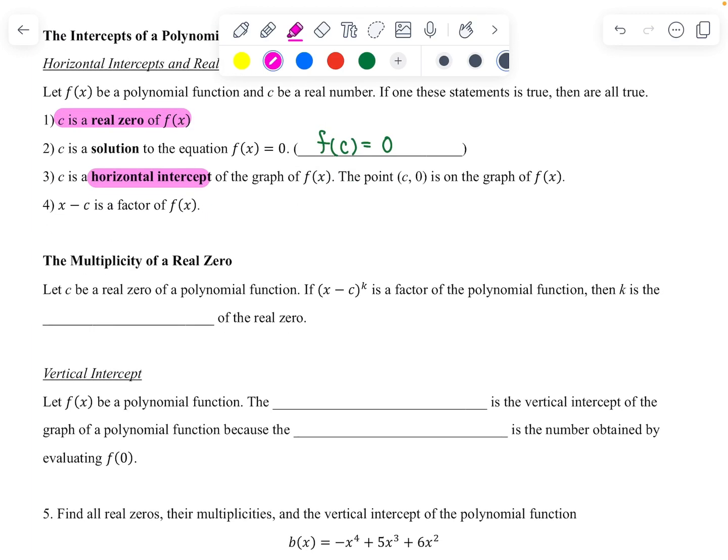Now I'll introduce the multiplicity of a real zero. Let c be a real zero of a polynomial function. If the quantity x minus c raised to the k power is a factor of the polynomial function, then k is the multiplicity of the real zero.